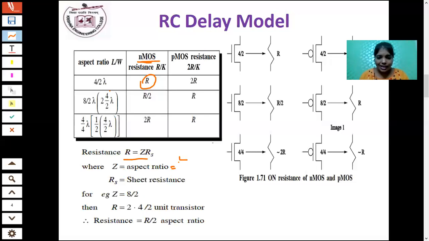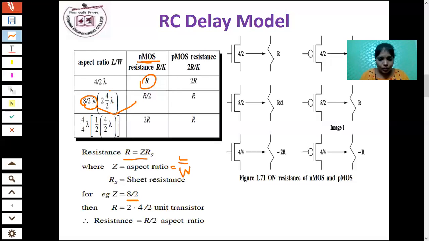Last class I explained the meaning of sheet resistance. The sheet resistance value is not a constant one. It will vary depending upon the technology which we are using. For example, here I am considering the aspect ratio of 8 by 2 lambda, and for that I am going to calculate the resistance value.